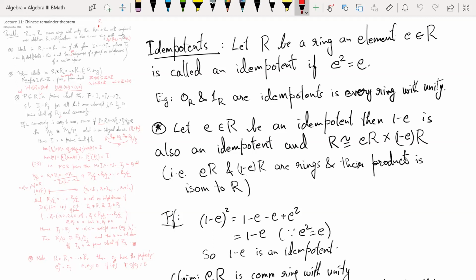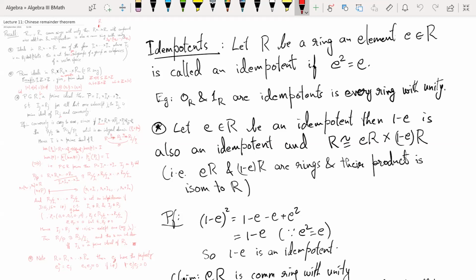So 1 of R will not be in E times R. So subring not in the sense that it has unity, but it's at least an ideal. But E times R has a multiplicative identity, and 1 minus E times R also has a multiplicative identity. So we will show that if R is a commutative ring with unity, then E times R is also a commutative ring with unity, 1 minus E times R is also a commutative ring with unity, and their product is R. Okay. So that is. Please repeat the part about subrings. Yeah. Sure.